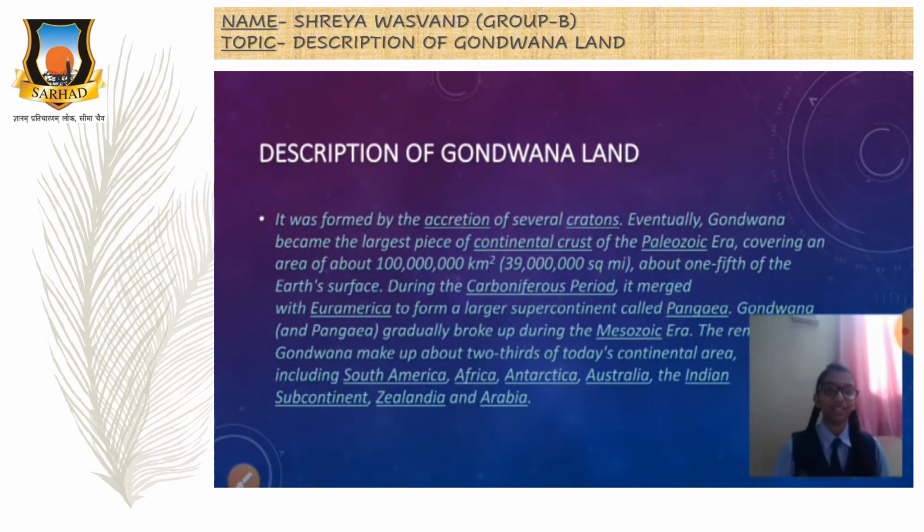Description of Gondwana land. Here we come to the main part. It was formed by the accretion of several cratons. Eventually, Gondwana became the largest piece of continental crust of the Paleozoic era, covering an area of about 100 million square kilometers, about 1/5 of the Earth's surface. During the Carboniferous period, it merged with Euramerica to form a larger supercontinent called Pangaea.